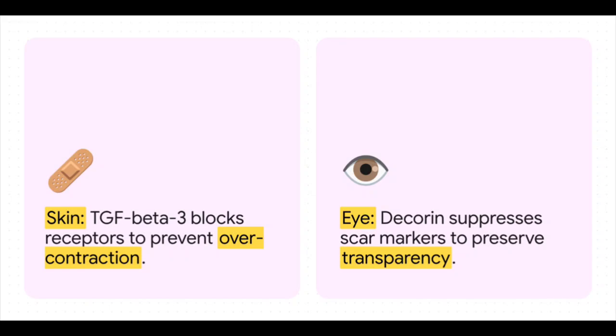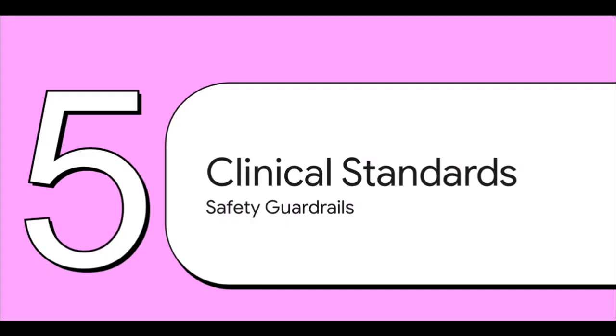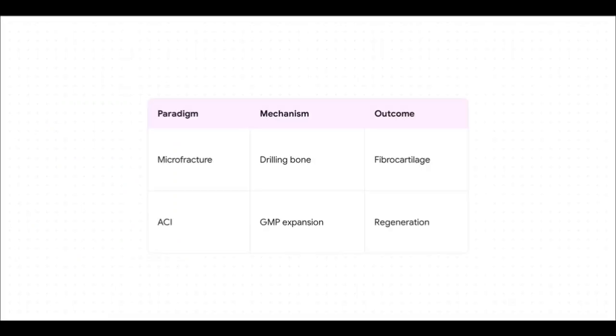patient from fibrotic blindness. Finally, Section 5, Clinical Standards and Safety Guardrails. Let's take a look at cartilage repair to see how this translates clinically. The traditional microfracture technique, where we drill into subchondral bone to bring marrow-stromal cells to the defect, is pretty problematic. Why? Because it yields mechanically inferior fibrocartilage.